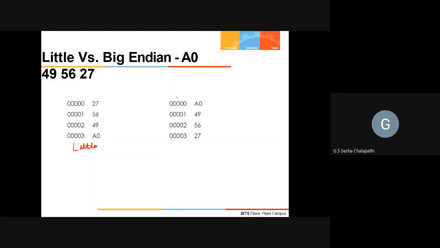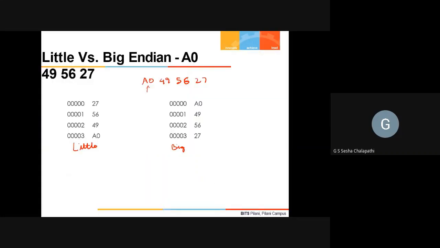Okay. And this will be for the big endian. If it was a big endian processor, it will store in this way. So at 00, it will start with storing the most significant byte. The data is A0495627. This is the data that is to be stored. So in a big endian processor, you will start storing from the most significant byte, that is here. So that's how it will be stored.